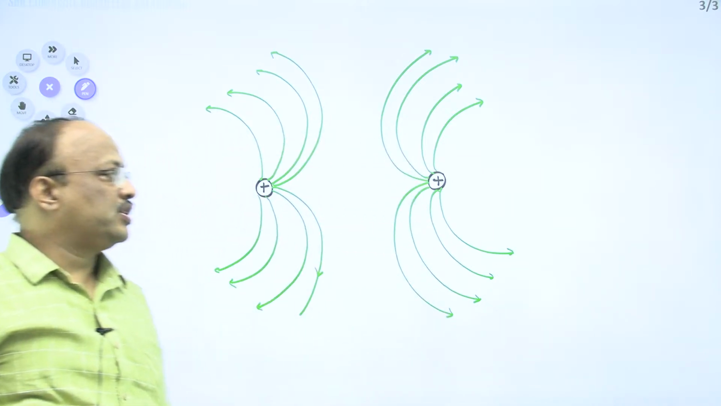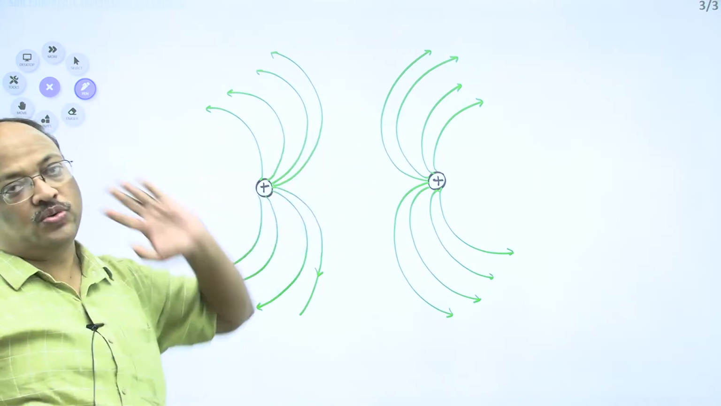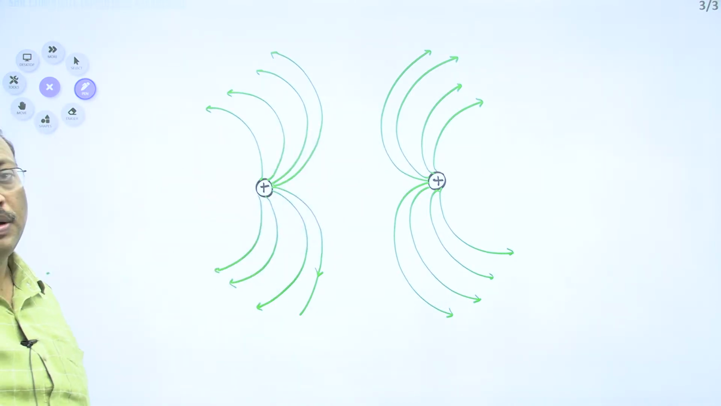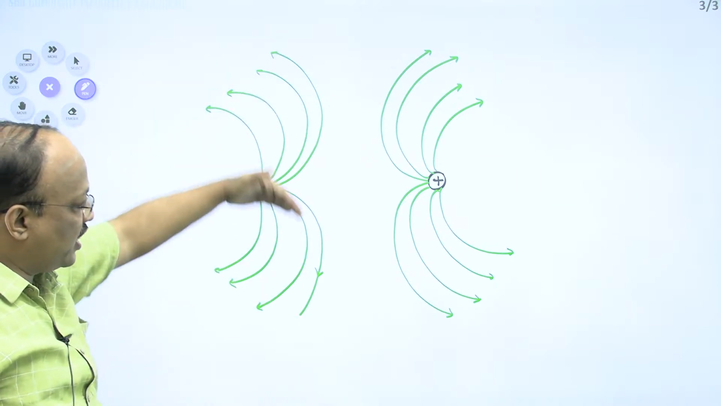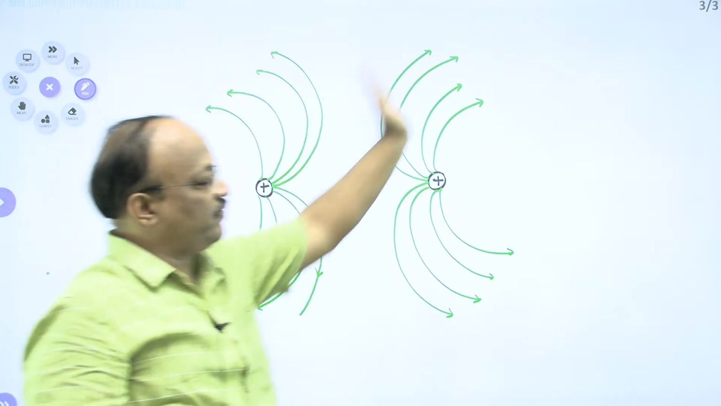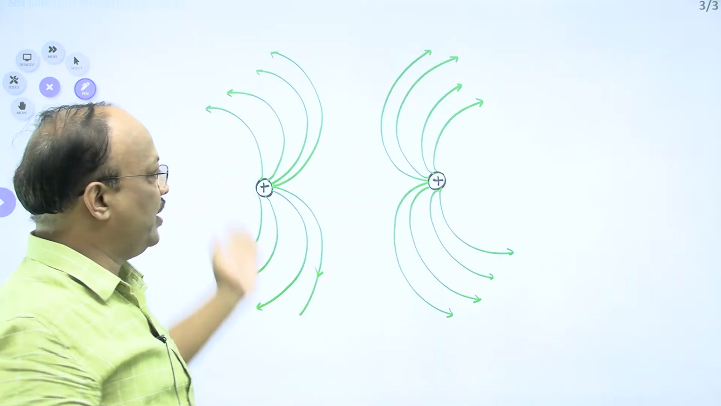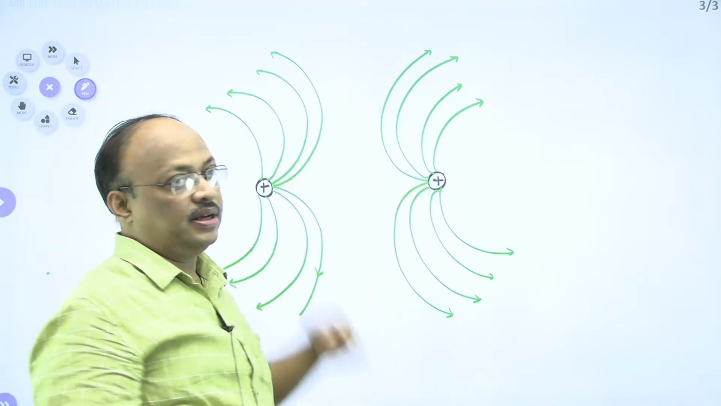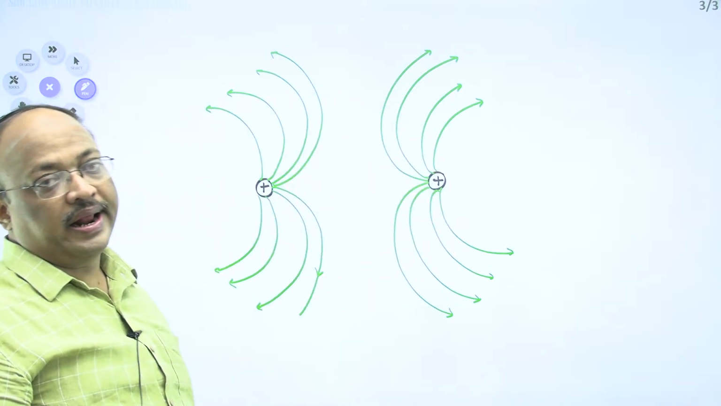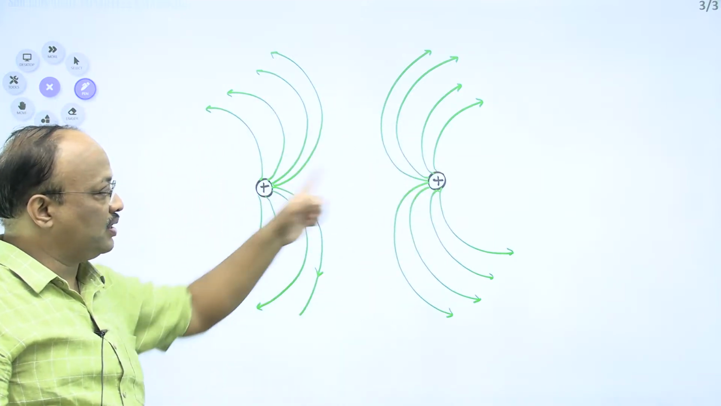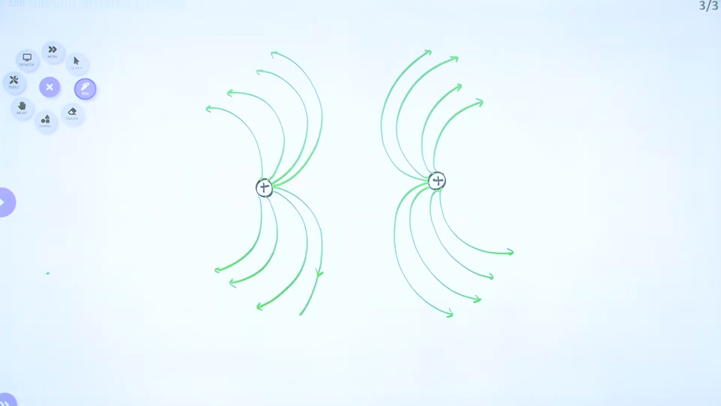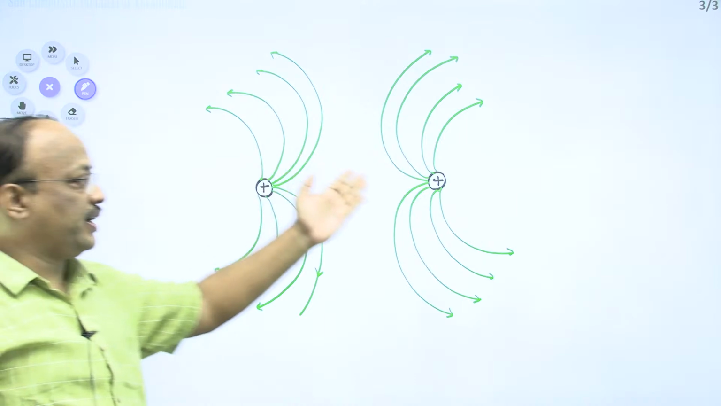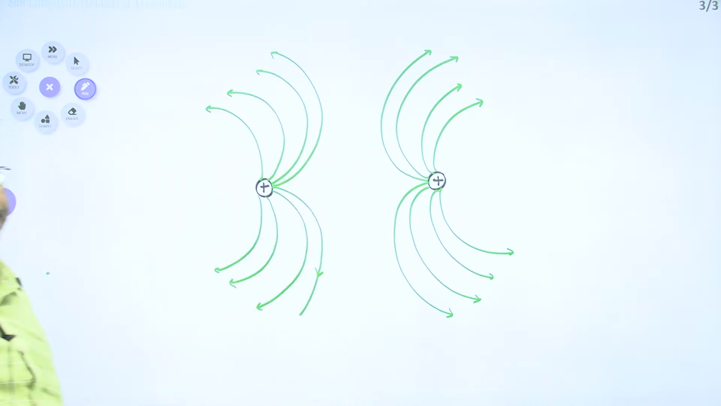So this will be if both are positive charges. How will the electric field be? Its electric field is acting in this way. So that is represented by the electric lines of forces. If both the charges are positive charges, then we represent it in this way.